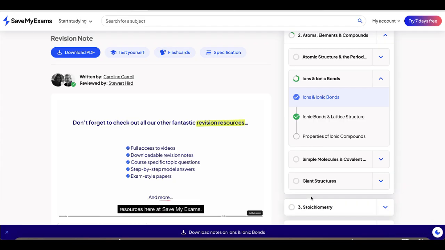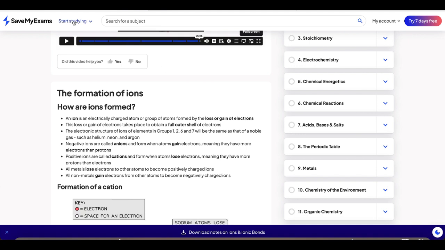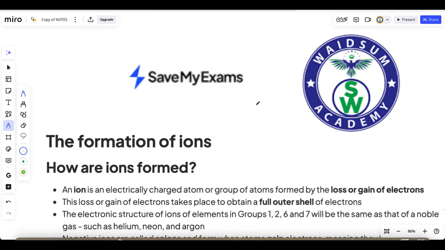Okay, so we've seen the tutorial. Let's quickly go through and revise what we were told just now in our tutorial. It talked about the formation of ions, right?